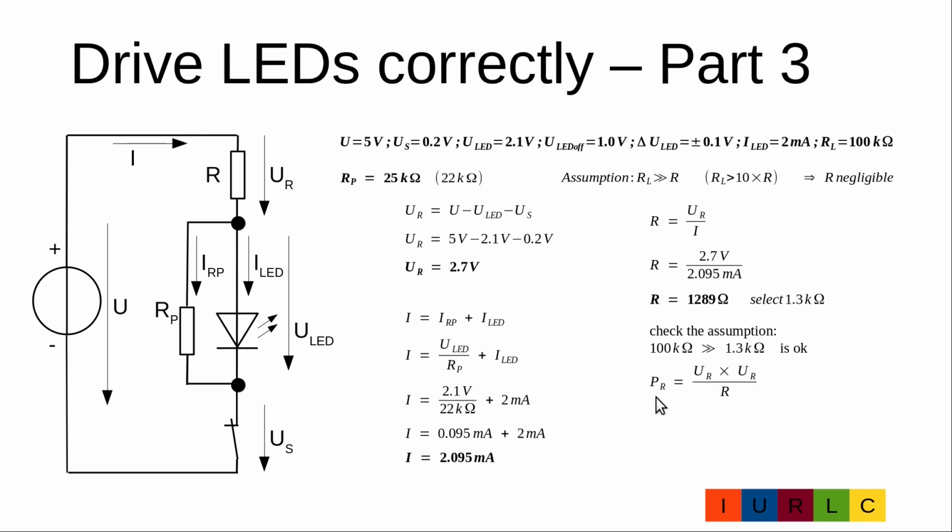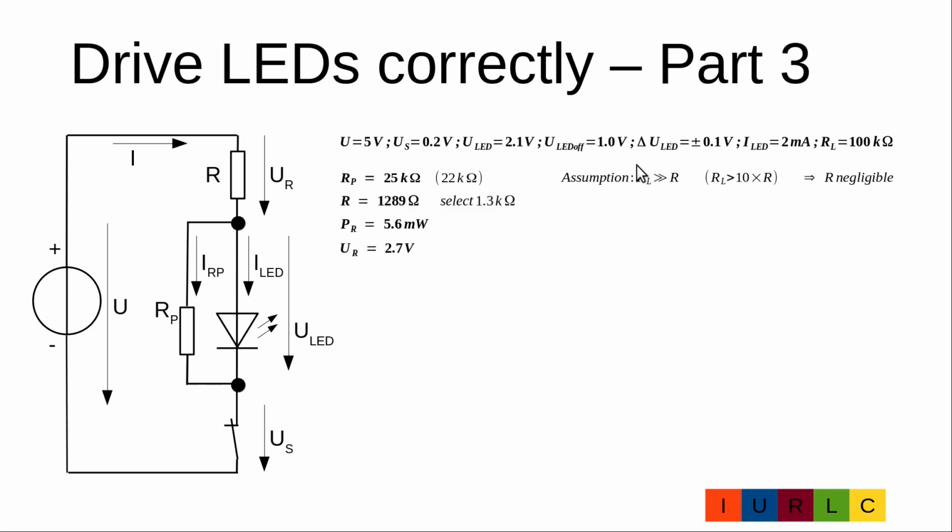The power of the pre-resistor R is UR times UR divided by R with concrete numbers 2.7 volt times 2.7 volt divided by 1.3 kilo ohm. So the power dissipation in the pre-resistor is 5.6 milliwatt. Also here we want to calculate the brightness tolerance caused by the LED forward voltage tolerance.